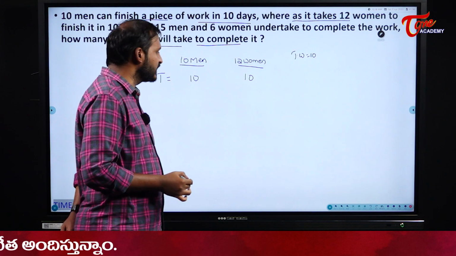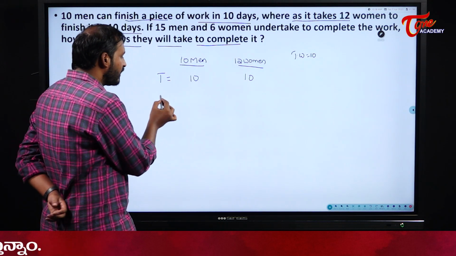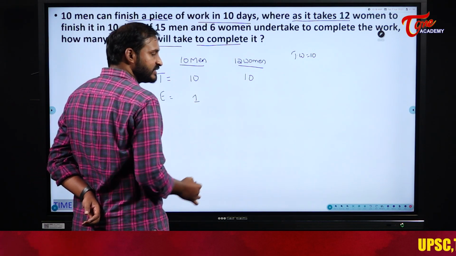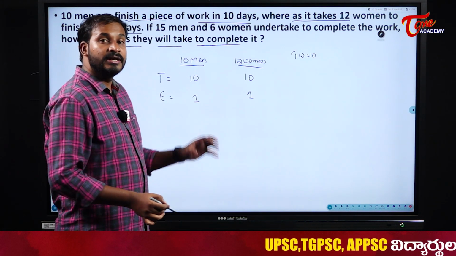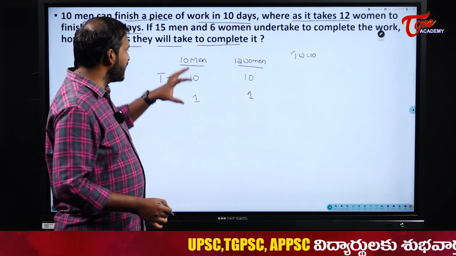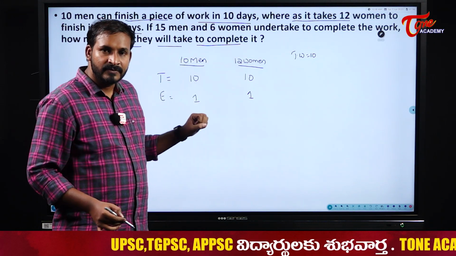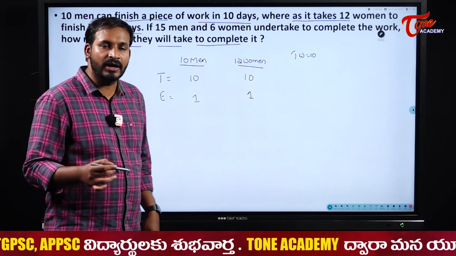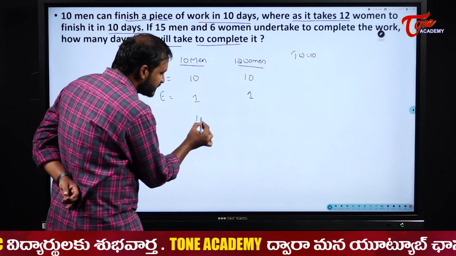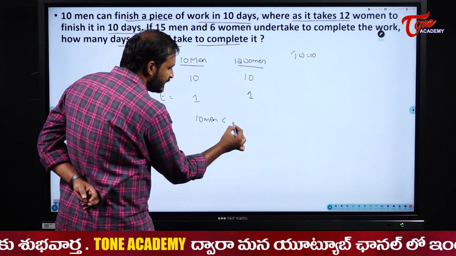Now tell me what is total work here? 10. Why? Because LCM of 10 and 10 is 10. Now tell me what are their efficiencies? Efficiency of 10 men is 1. Efficiency of 12 women is also 1. In our previous cases, we would directly have A's efficiency and B's efficiency. But here, 10 men's efficiency is 1.